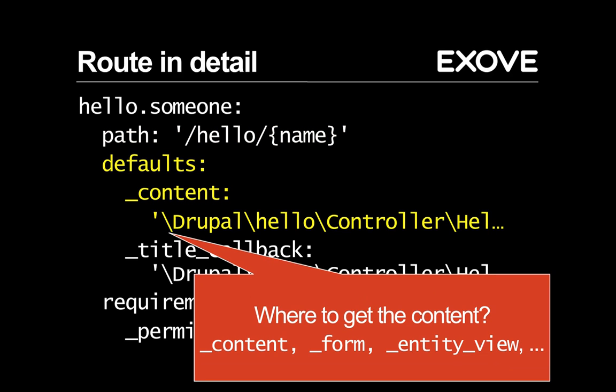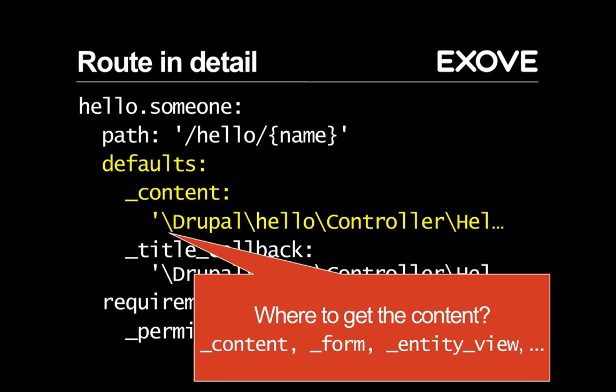Another recurrent thing here is the content, or it can also be form or entity view or something else. That's the thing in the defaults which tells where to get the content we want to see, show or give out in the response. And it has the namespace name of the controller, which in this case, for example, is a method in a class. It can also be something else.